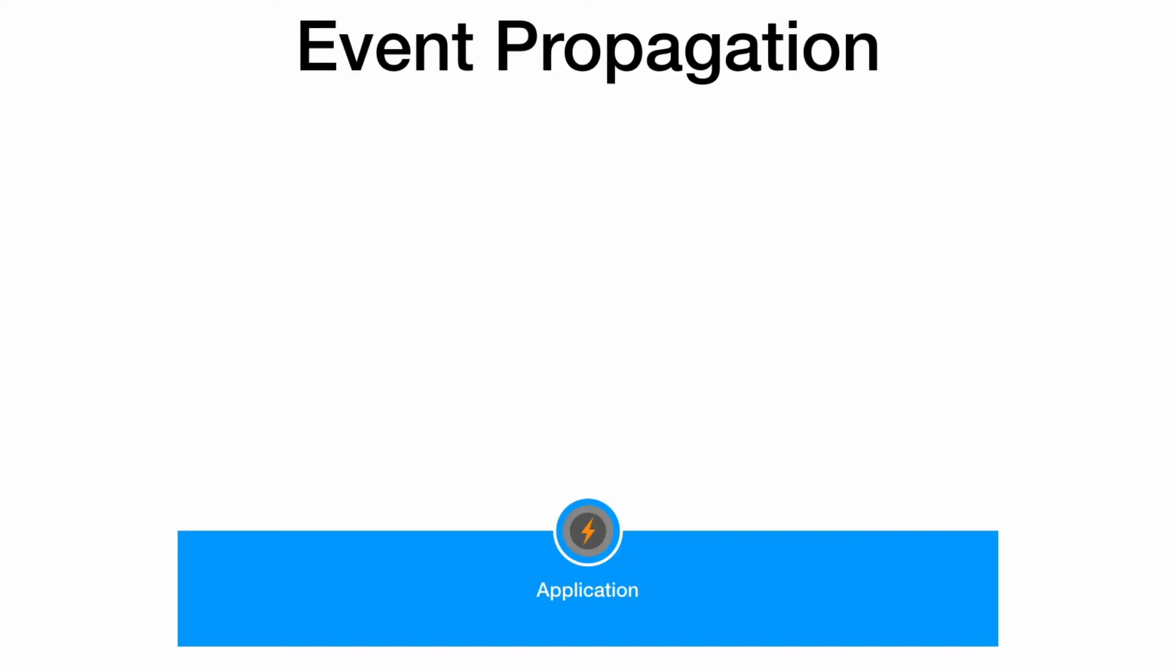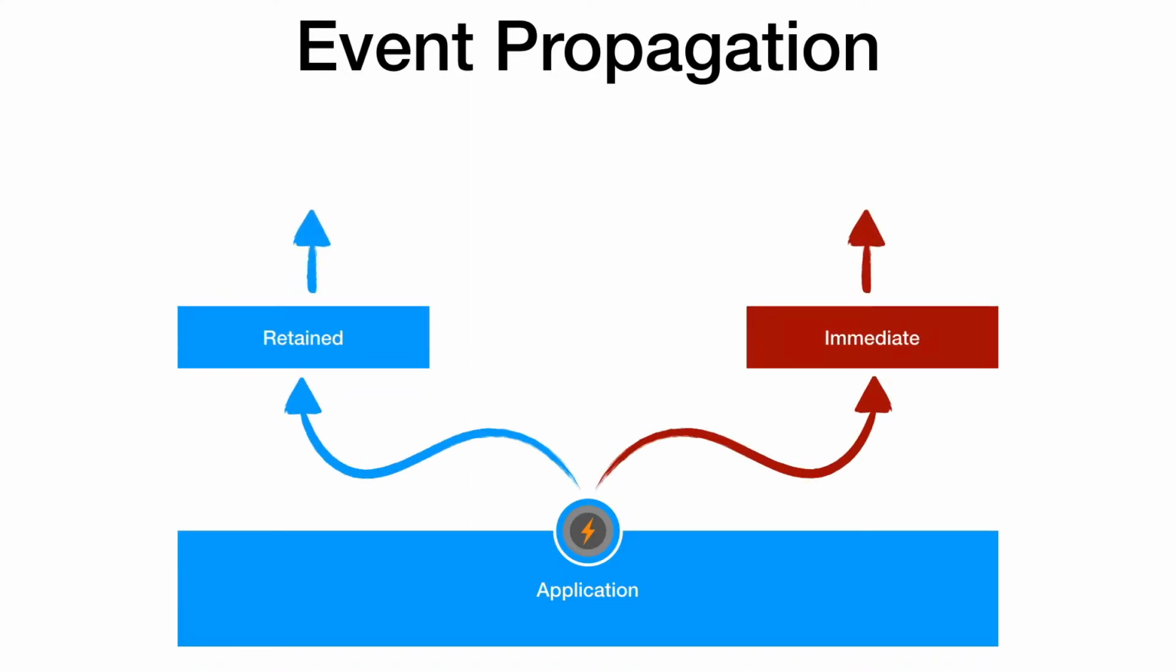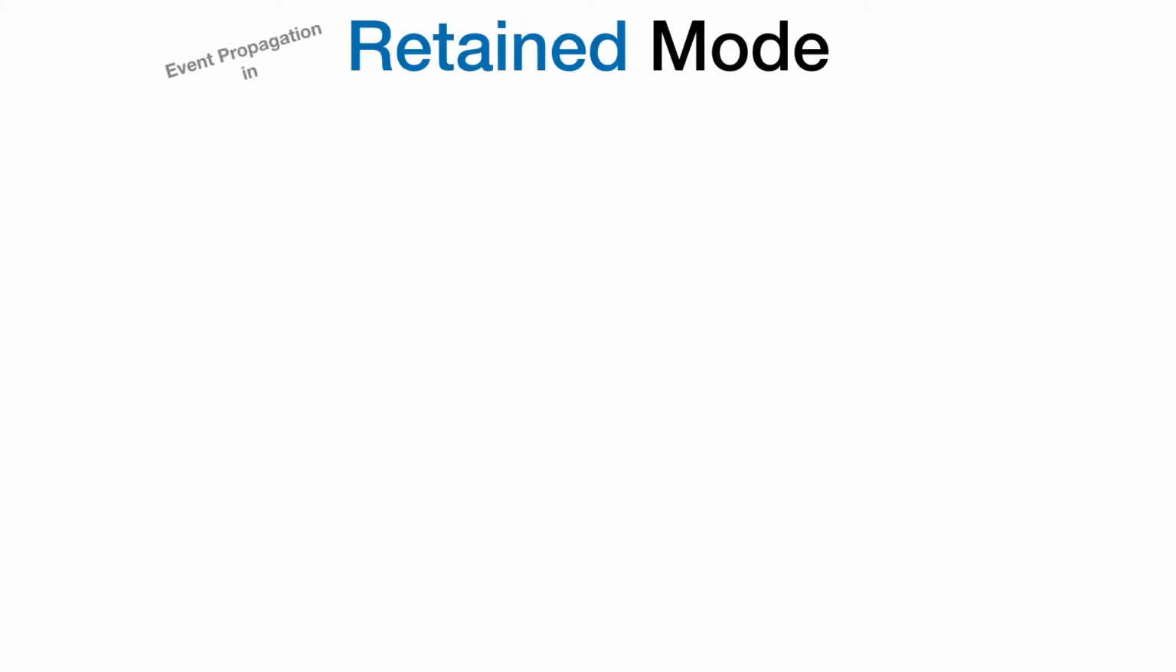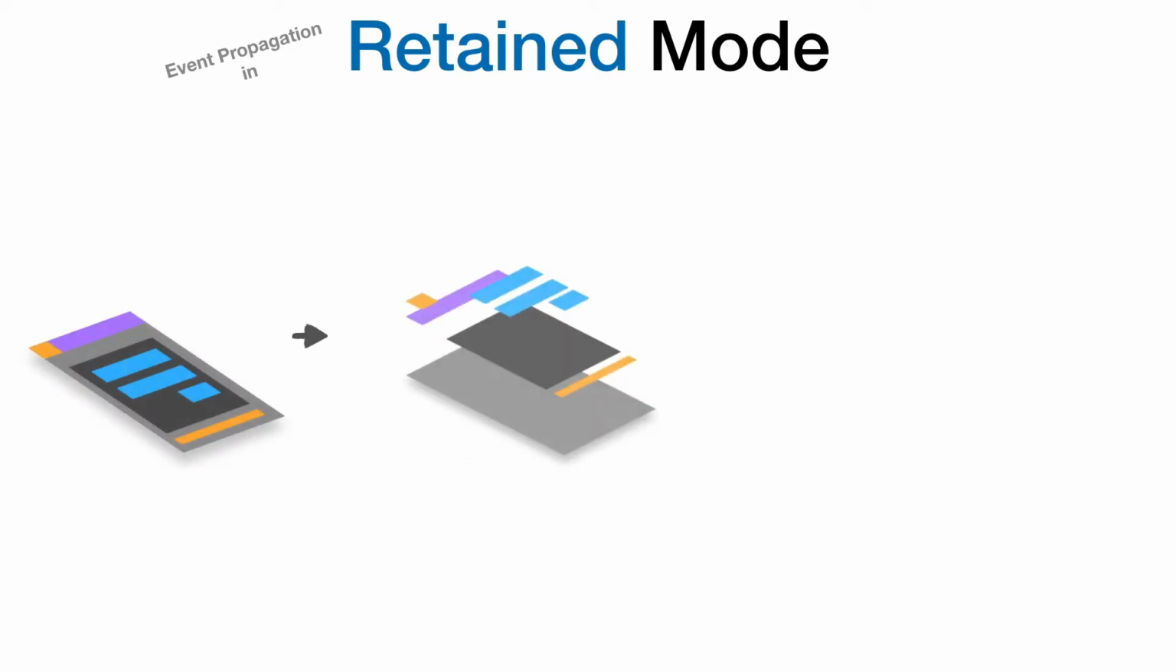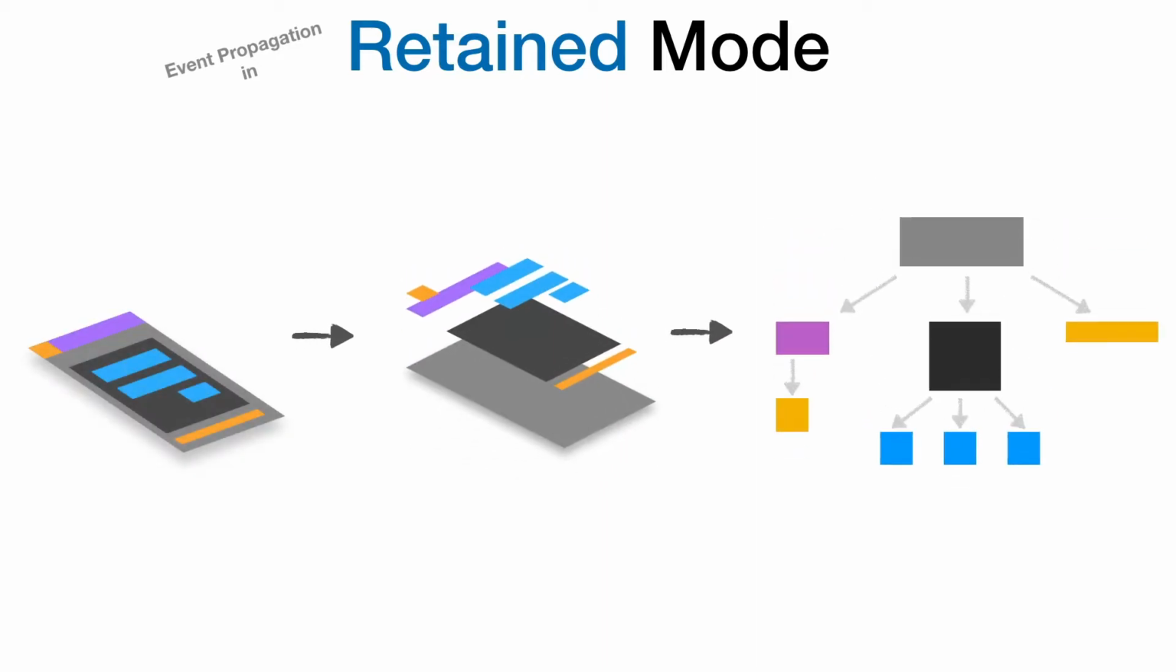Now, event propagation really depends on the way the UI is structured, and we know that we can do it in a retained mode fashion or with an immediate mode. And that also dictates the way the events propagate within the UI. Let's first look at the case of the retained mode. Now we know that in a retained mode, the UI actually is composed of a hierarchy of layers, which also maps to a tree of components in the object model.